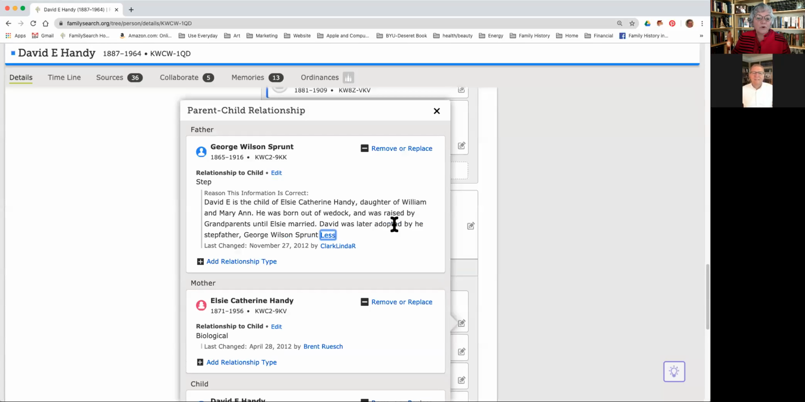So I'm going to click more, and it says David E. is the child of Elsie Catherine Handy, a daughter of William and Mary Ann. Now notice, remember that David was also listed as a guardianship under William and Mary Ann, meaning that he was living with his grandparents. David was born out of wedlock and was raised by his grandparents until Elsie married. David was later adopted by his stepfather, George Wilson Sprent.